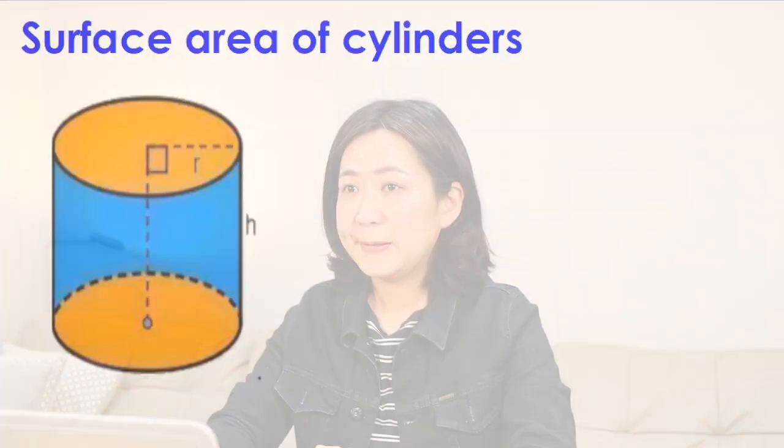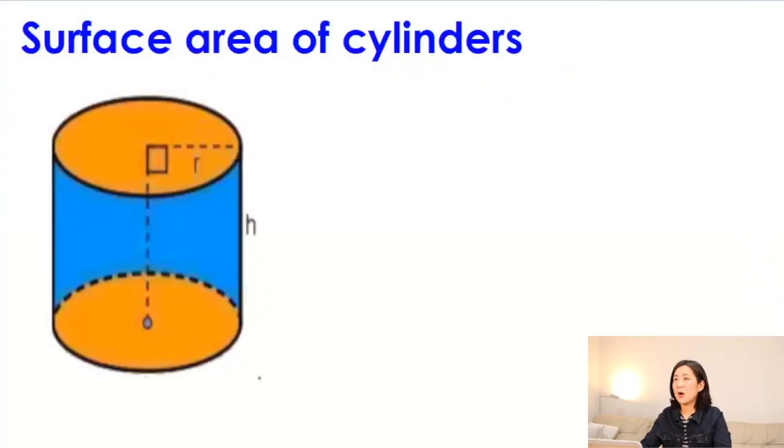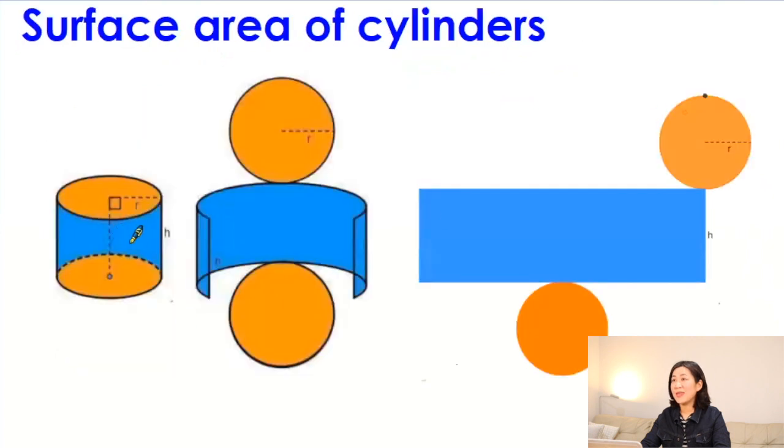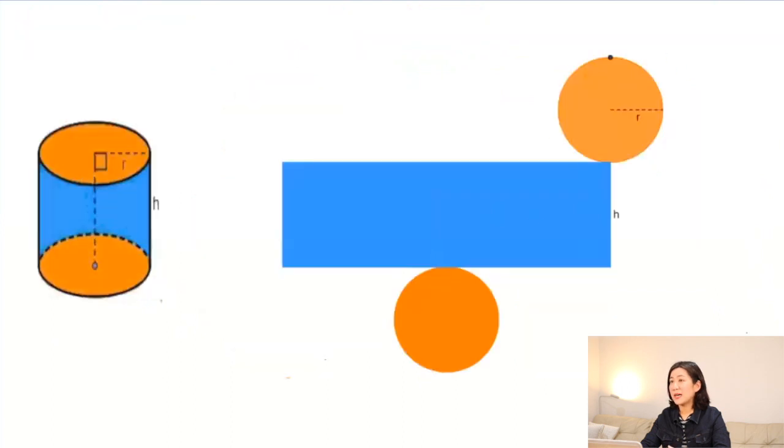Now you all know that for the surface area of a 3D shape, what we need to do is open up the 3D shape and make it into a flat one, right? So have a look at this cylinder. In order to find the surface area, we open up the shape, then we come up with the net of the cylinder. What you can see here is we've got two circles and then in the middle we've got a rectangle, right?